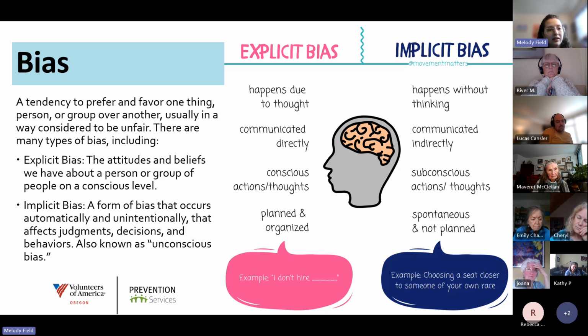Explicit bias is the attitude and beliefs that we have about a person or group of people on a conscious level, where implicit bias is a form of bias that occurs automatically and unintentionally, that affects judgments, decisions, and behaviors. Implicit bias is also known as unconscious bias.